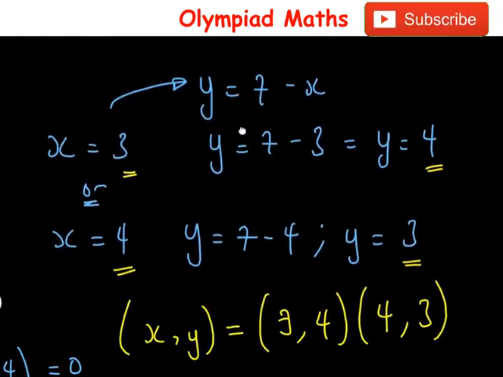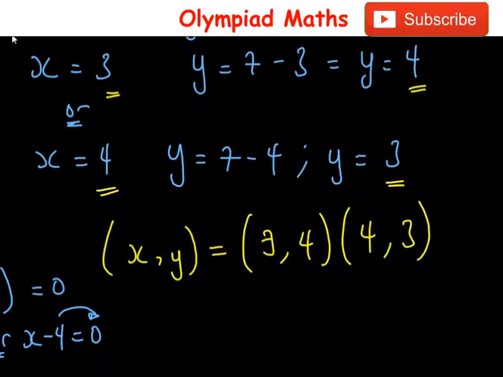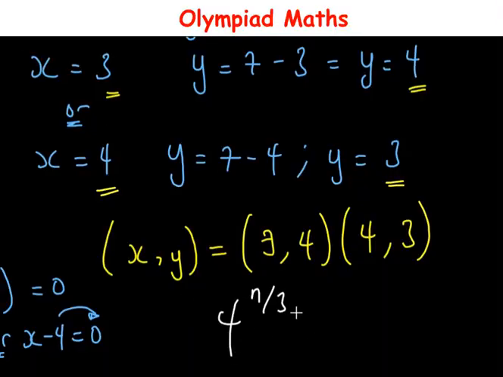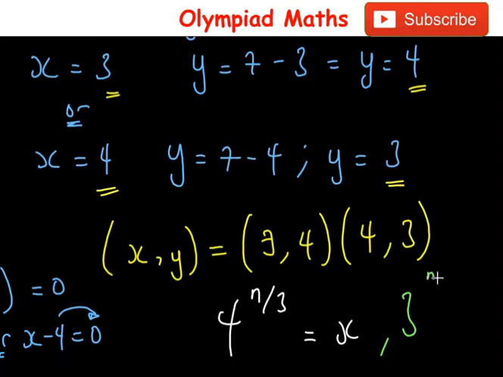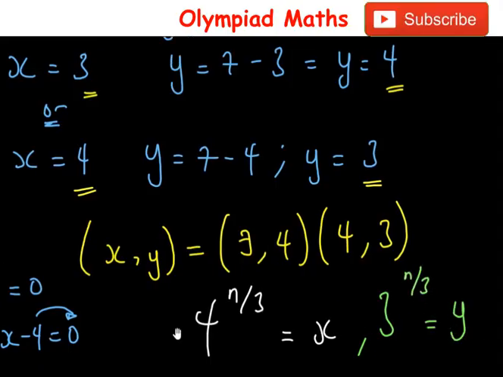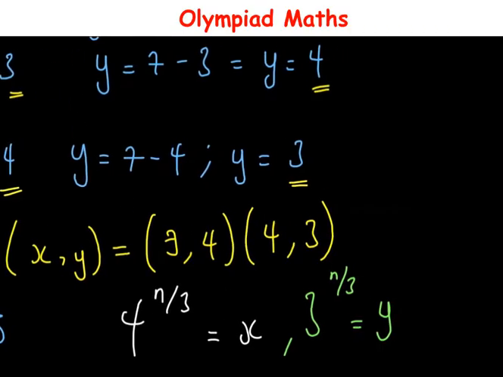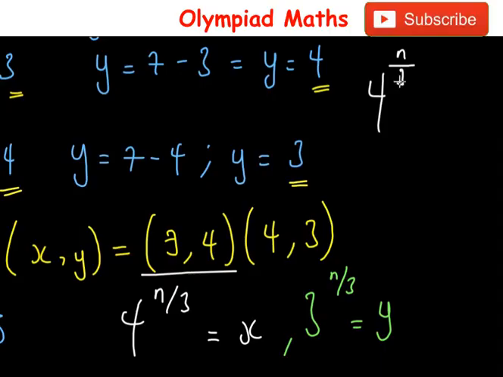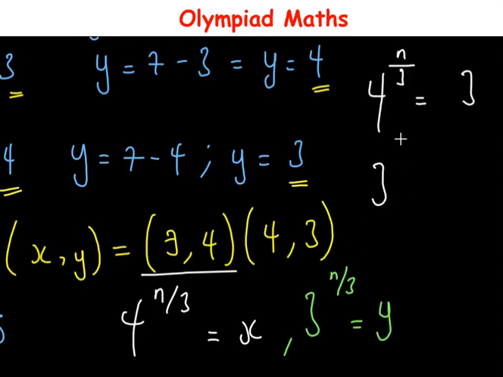So writing down these two equations, we have that 4 raised to power n over 3 is equal to x, and 3 raised to power n over 3 equals y. So we're going to use this to solve for the value of n. From this we're going to make use of the first values of x and y, 3 and 4. So we have 4 raised to power n over 3 equals x, which is 3, and 3 raised to power n over 3 equals y, which is 4.